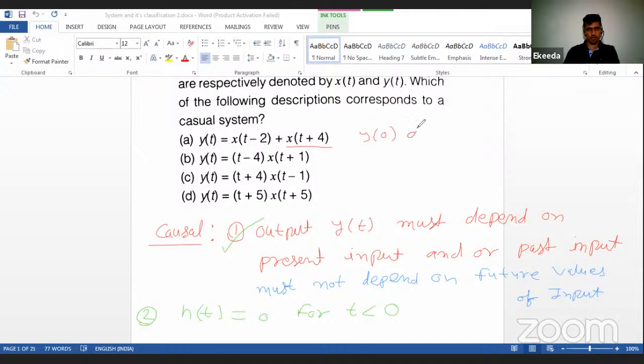y(0) will depend on x(4). So you know that the value at any instant of time depends on the future value of time. So this is not causal. Again, this is not causal because it depends on the future value of input. And this is again not causal. So this is the only system which is causal.